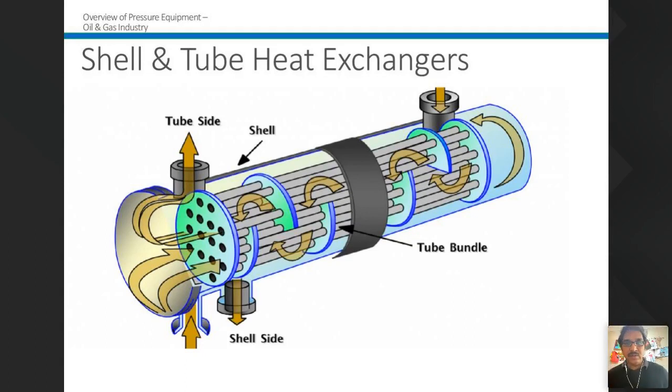So for the shell and tube heat exchanger, from this picture you can see the shell fluid enters at one side and flows over the tubes. There are baffles which guide the flow, and on the other side we have the tube side fluid, which enters through the set of tubes and flows inside the tubes. Probably at the end of the presentation you might get a chance to see this video. If not, you can Google shell and tube heat exchanger working principle.